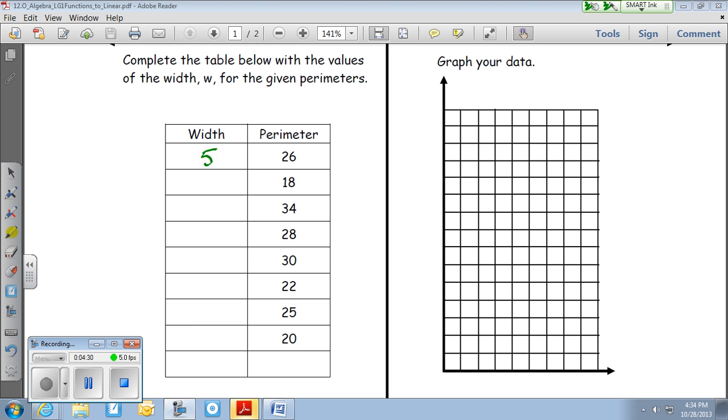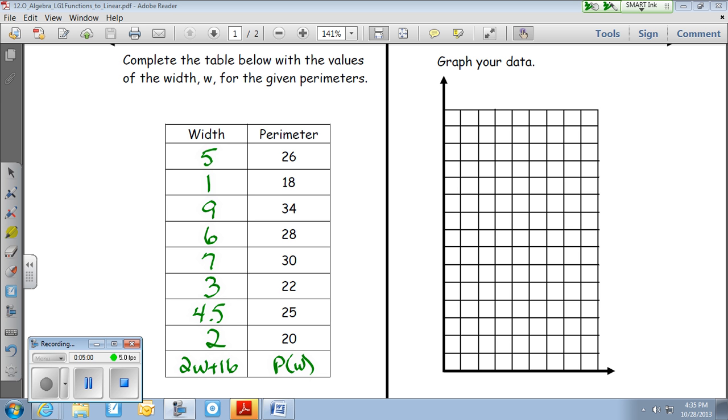All right, I want you to just pause this video and do the remainder of these blanks for the width with the given perimeters. So go ahead and pause and fill out the table. All right, so you should have gotten these values that you see here. For the perimeter is 26, the width is 5. When the perimeter is 18, the width is 1. When the perimeter is 34, the width is 9, and so on and so on.